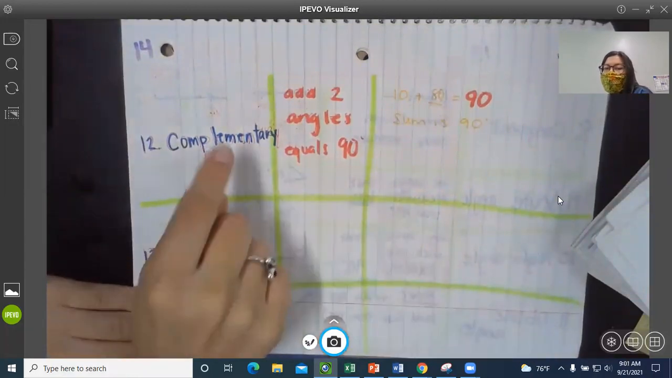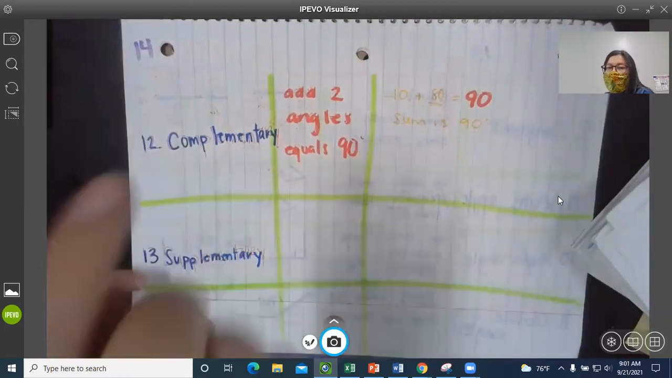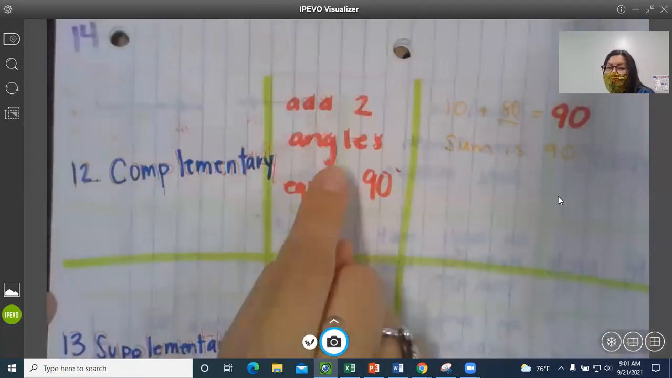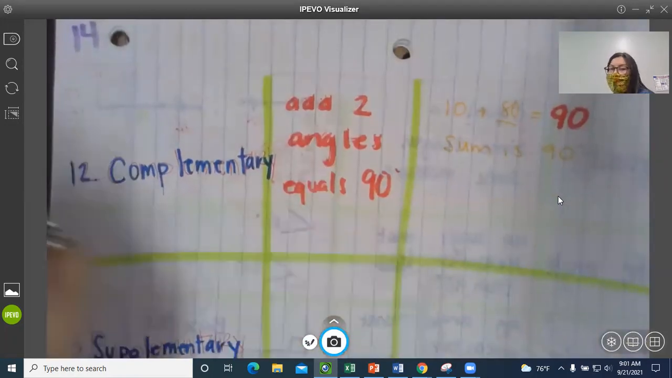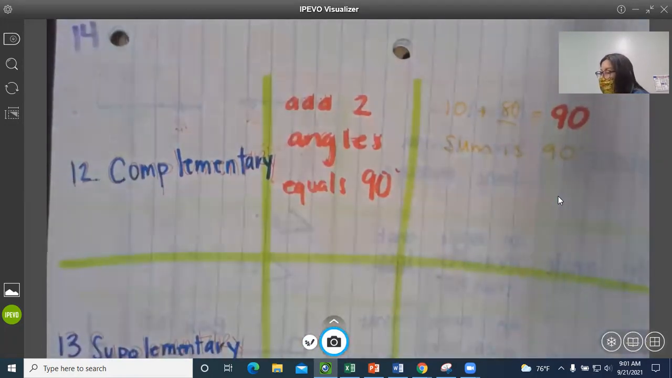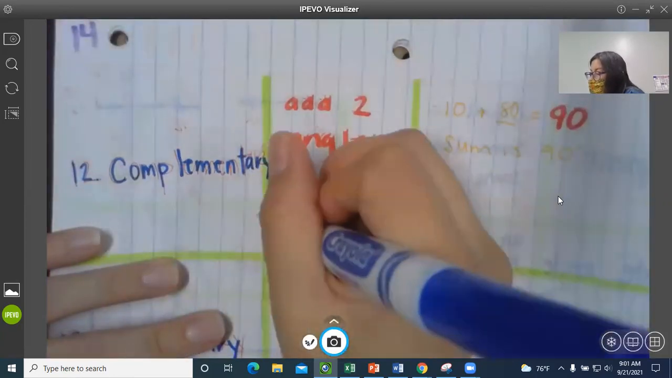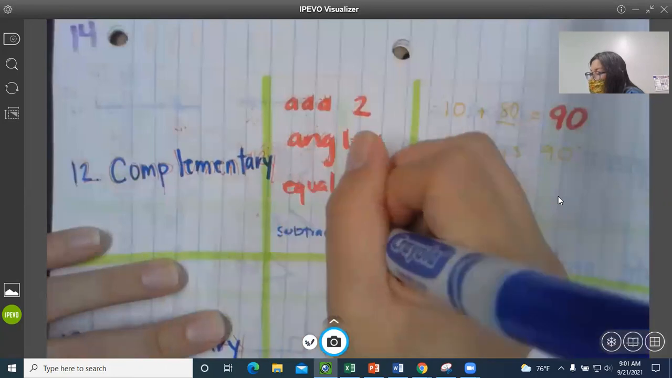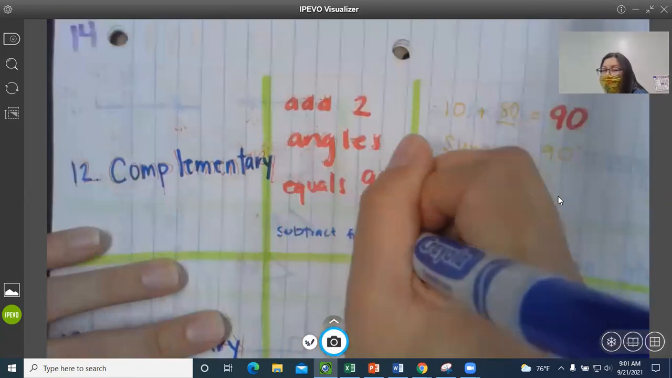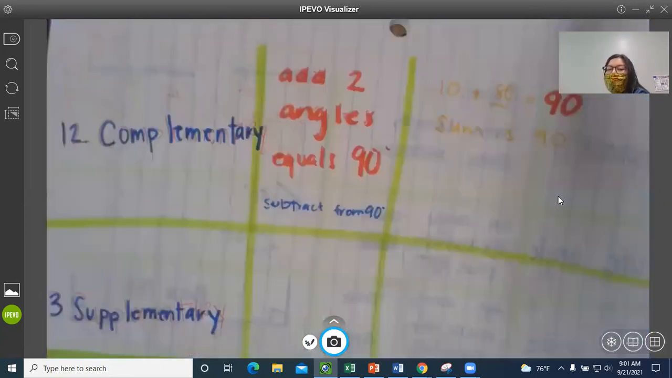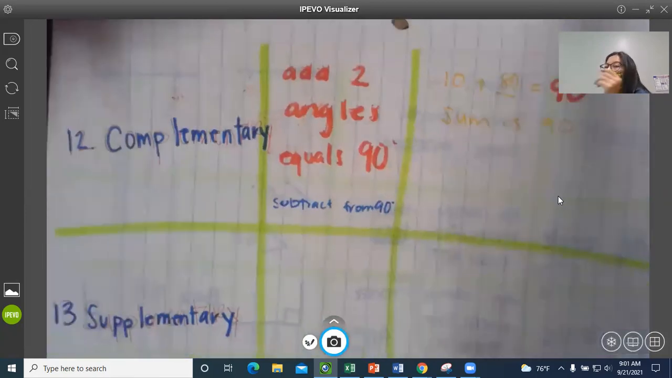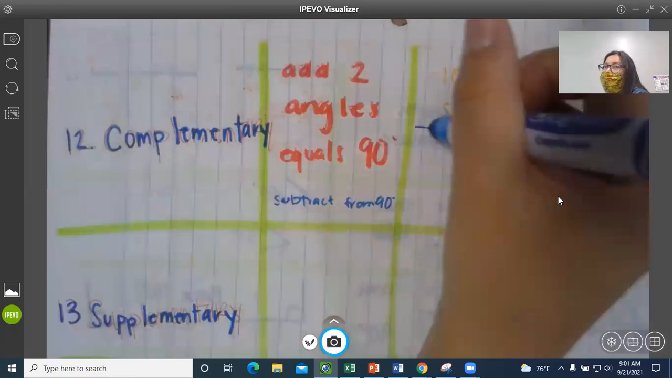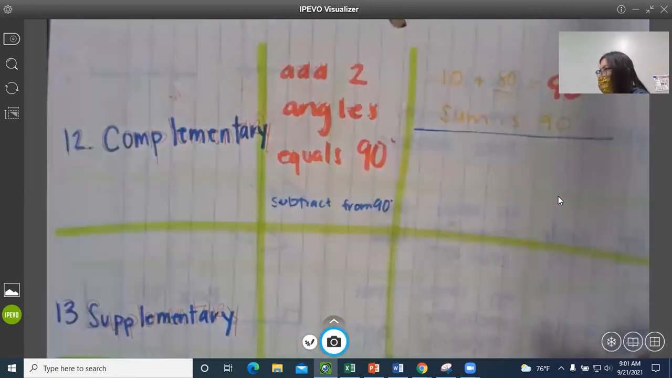All right, so the first word that we have, number 12, is complementary. That means you add 2 angles and it equals 90. The other way you can think about it is you subtract from 90. So if they give you one angle, which they will when you take your test and you do the examples in here, they're going to give you one angle. If you need to figure out the other one that's complementary to it, you're going to subtract from 90.